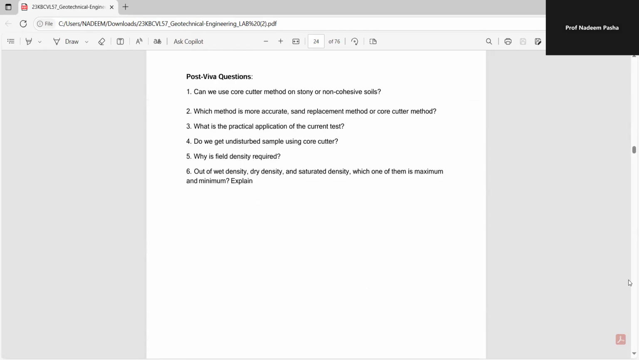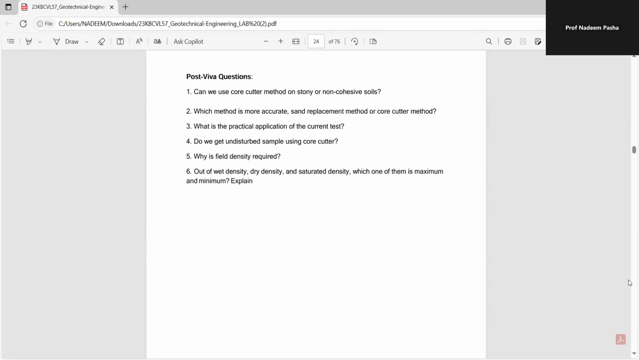Post viva question. Can we use core cutter method on stony or non-cohesive soils? No. Which method is more accurate, sand replacement or core cutter method? That needs to be seen because the sand replacement method we have not seen yet. What is the practical application of this test? This test helps to identify the bearing field density or in-situ density of soil, which is essential for determining the type of soil and also the stresses developed in the soil due to overburden pressure.